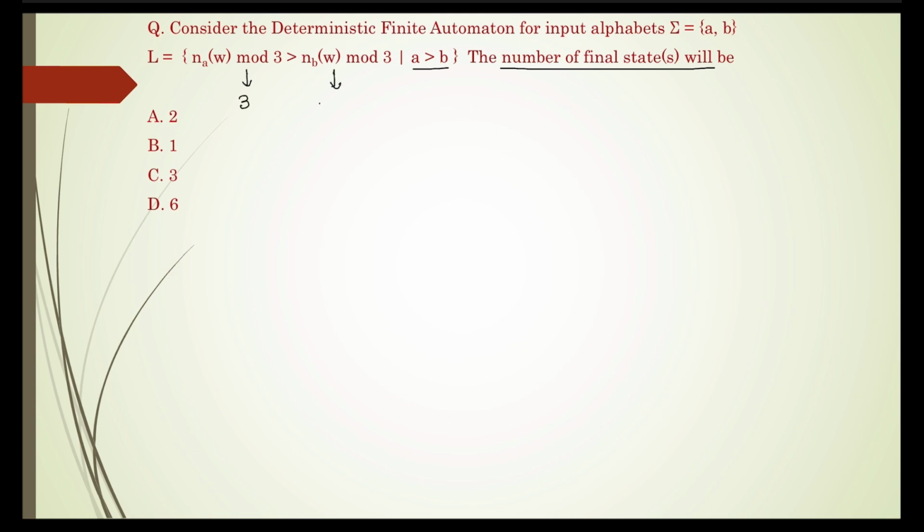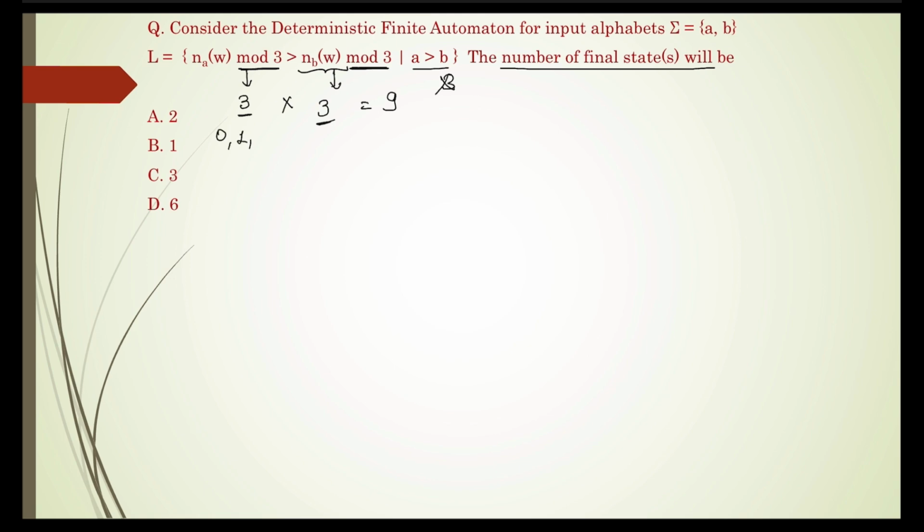For the number of B in W mod 3, number of states will be 3. So total number of states will be 9, 3 cross 3. And don't get confused that at both the places mod 3 is written, so number of states will be 3. No, 3 for number of A in W mod 3 and 3 for number of B in W mod 3. So combinedly we will have 9 states.